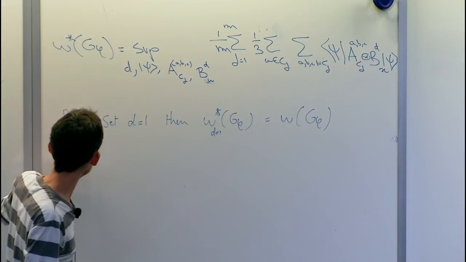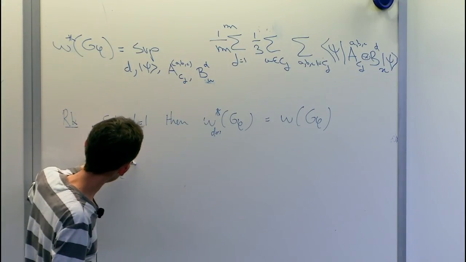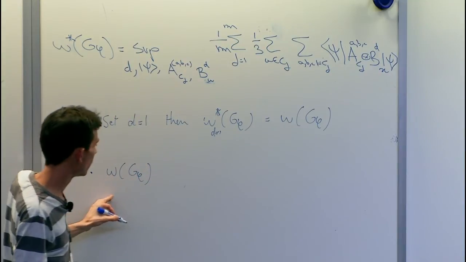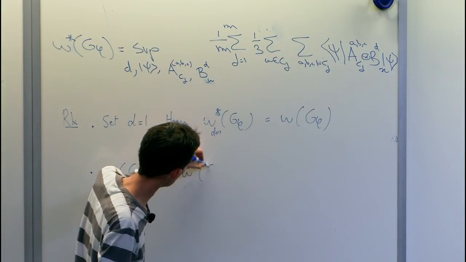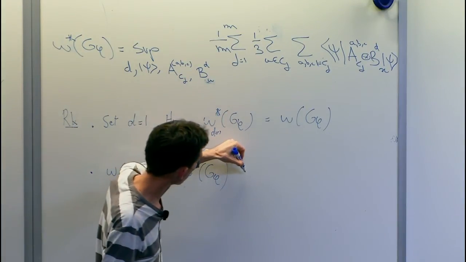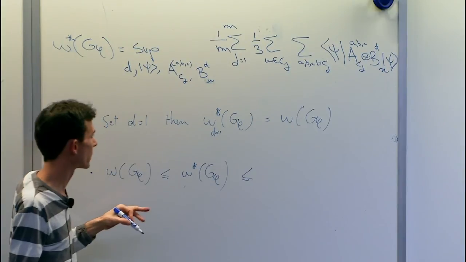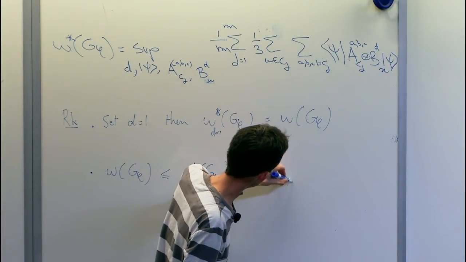Let me make one further observation. The classical value, which is for d equals 1, we've seen this before, is of course going to be less than the quantum value, which allows any kind of d. And I want to add one more here, and again, I'm not going to insist, but I can write here the SDP value.